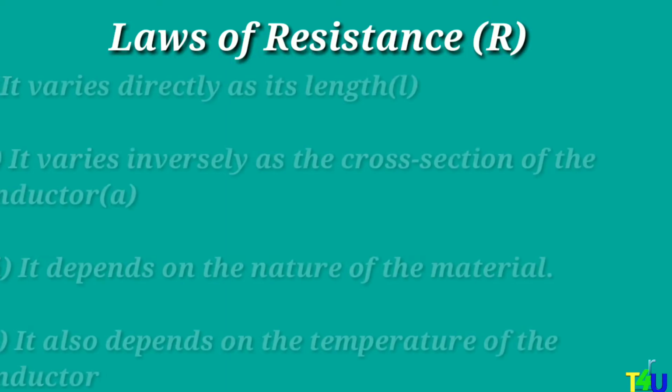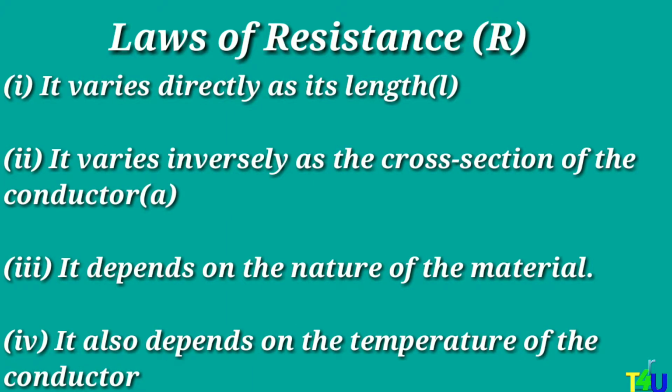Now talking about the laws of resistance. Resistance varies directly as the length, inversely as the cross-sectional area of a conductor, and it also depends upon the nature of the material and the temperature of the conductor. These are the four things on which resistance depends, so keep them in mind while studying resistance. So these are the four things we have to remember.